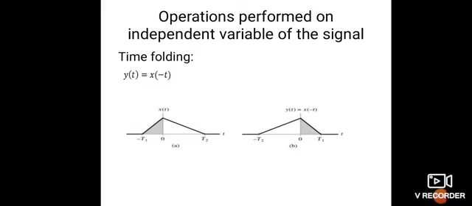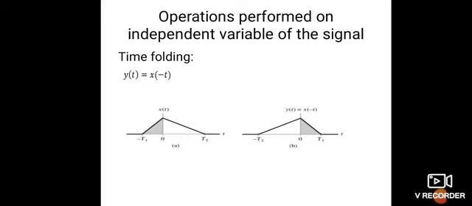So let us consider one continuous time signal x(t). Now it is folded with respect to the time axis. What does it mean, folded with respect to the time axis? With respect to the origin, it is folded, or a mirror image, or sidewise displacement. With respect to the origin value, it changes.